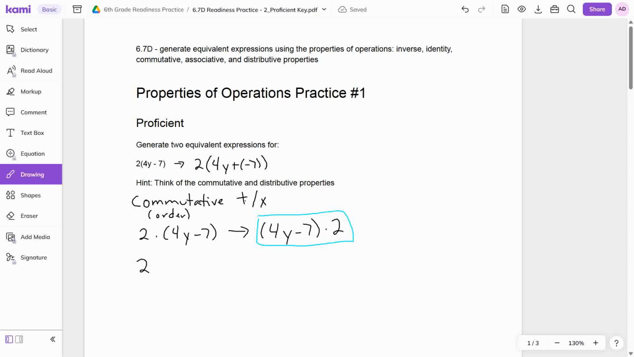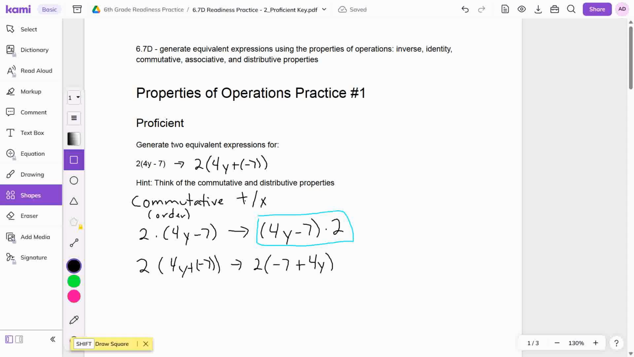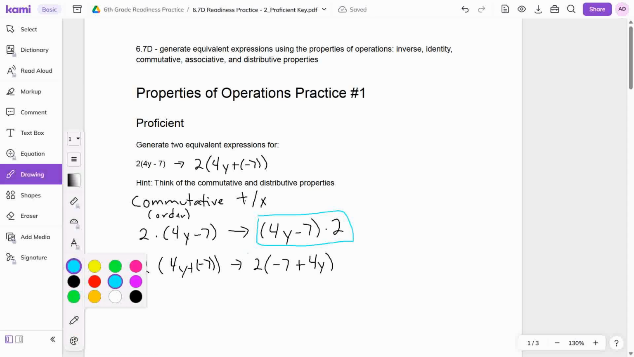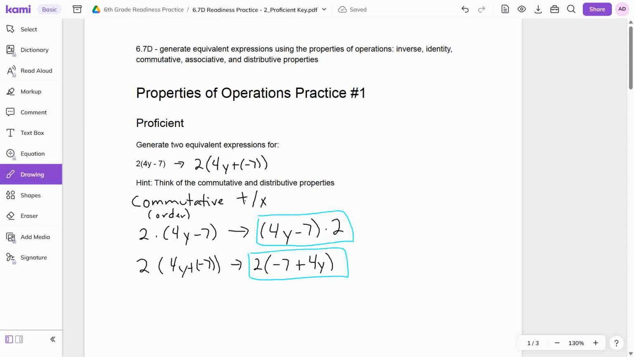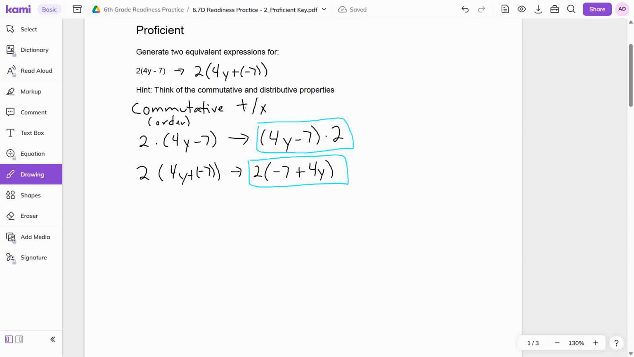So I can do that down here. So I can do 2 and then 4y plus negative 7. And then I'm just going to swap the order on the inside. And that's going to be negative 7 plus 4y. I don't necessarily need the second parentheses now that my negative 7 is leading. So that is a different way that we can use the commutative property, in which both the factors and the addends can be swapped if it's addition.